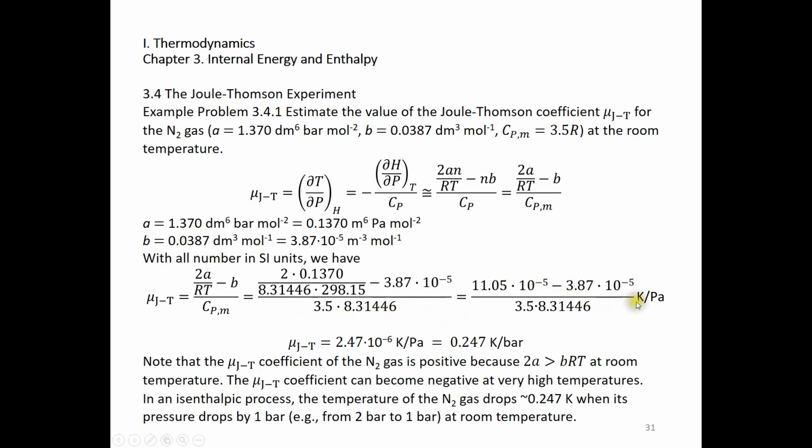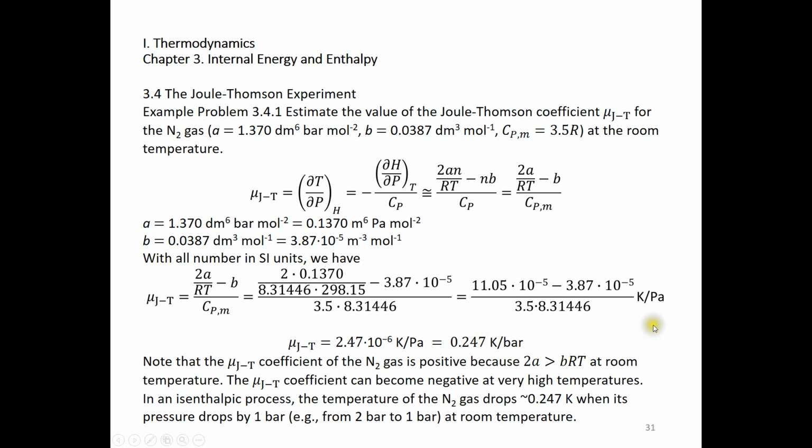We plug in all the numbers. I think I have been using the SI units. So in the end, this number is in the SI units, 2.47 times 10 to the power of negative 6 Kelvin per Pascal. Both Kelvin and Pascal are SI units. We can convert it to 0.247 K per bar. Bar is not an SI unit, but using bar is sometimes more convenient than using Pascals.